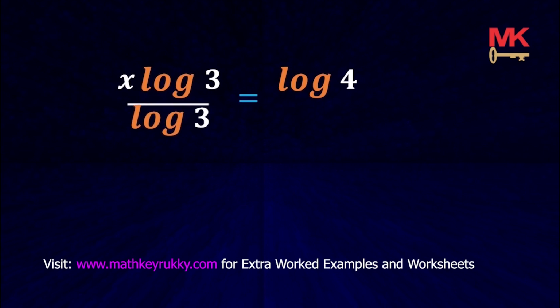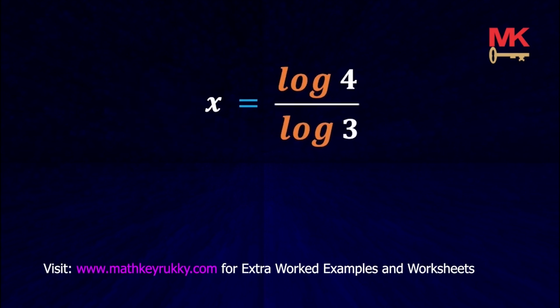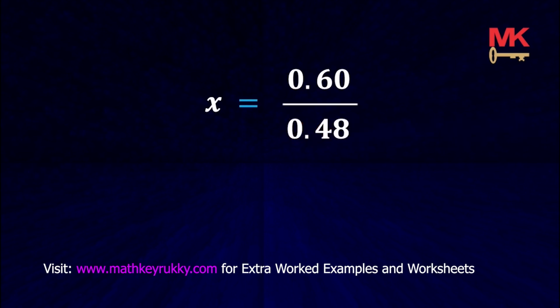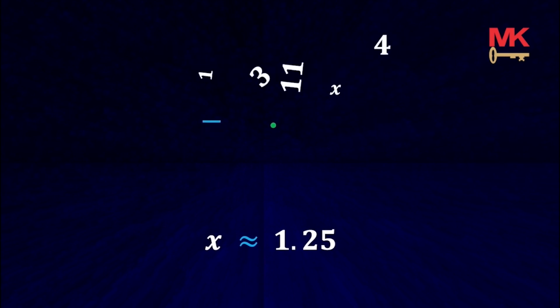We divide both sides by log 3, and x equals log 4 over log 3. From the calculator, log 4 has an equivalent value of 0.60, and log 3 has an equivalent value of 0.48. Therefore, 0.60 divided by 0.48 is approximately 1.25, which is the only solution to this exponential equation.